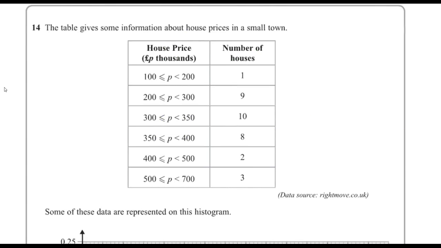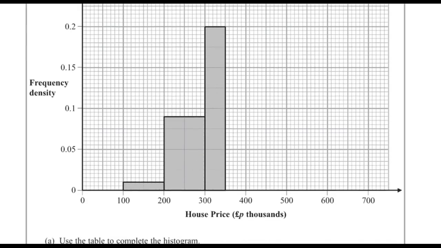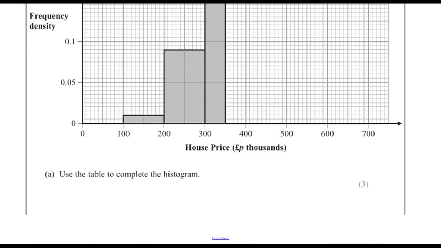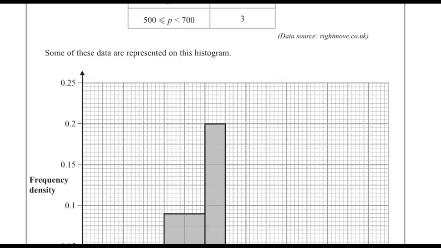Next one, question 14. The table gives some information about house prices in a small town where we are using P in thousands of pounds to represent the house price. The number of houses, aka the frequency, is shown here. So there's only one house where the price was between 100,000 and 200,000. Okay. Some of these data are represented on a histogram. So let's have a look at our histogram below. We've got 3 bars so far. Use the table to complete the histogram.